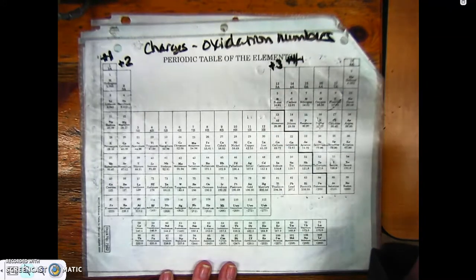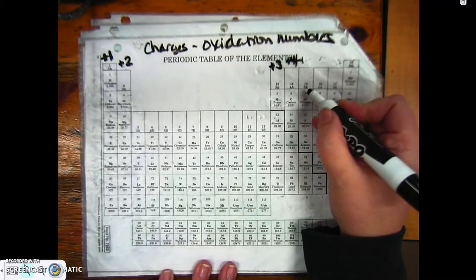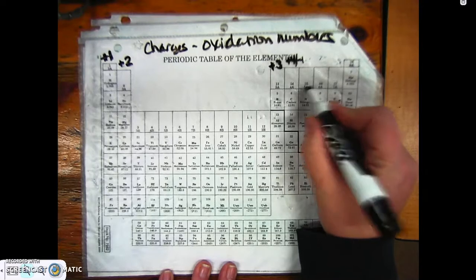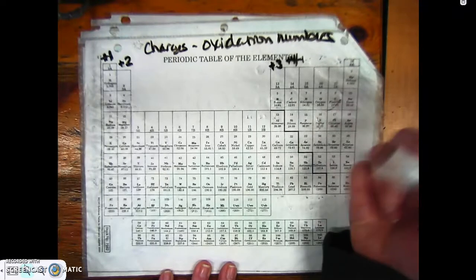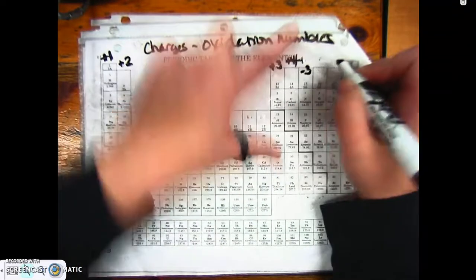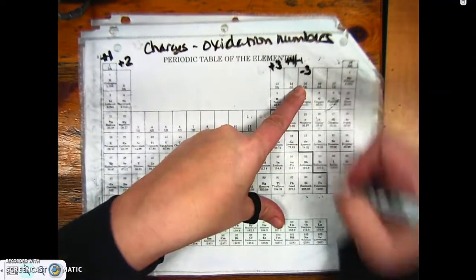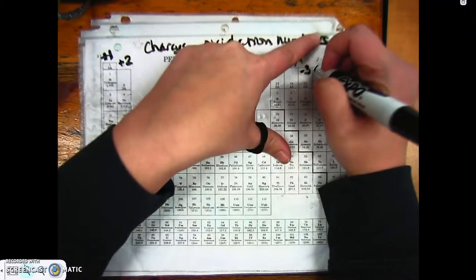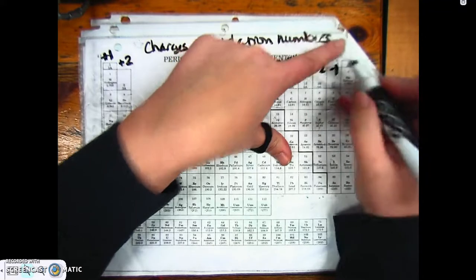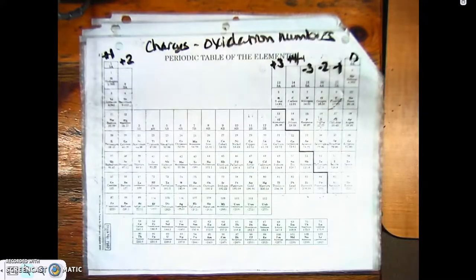Then when you move into column 5, they have 5 valence electrons. The nonmetals here want to have 8, so they're going to gain 3. And by gaining 3, you're going to have a -3 charge. Then in column 6, they want to have 8, so they're going to gain 2. Column 7, they're going to gain 1 to have 8. And then these guys don't do anything. They don't form any charge.